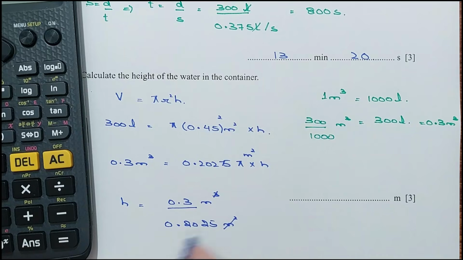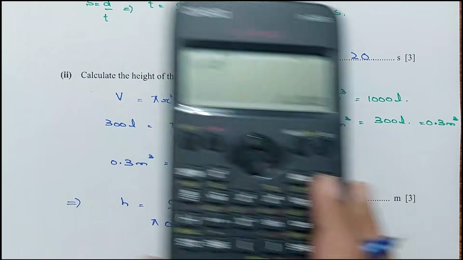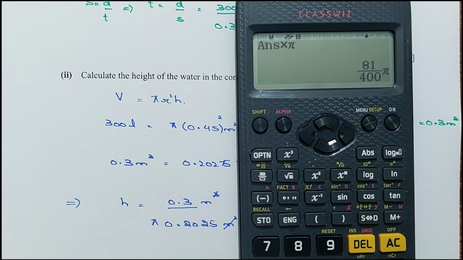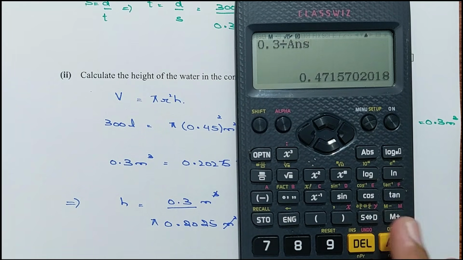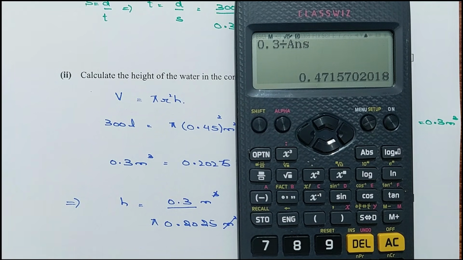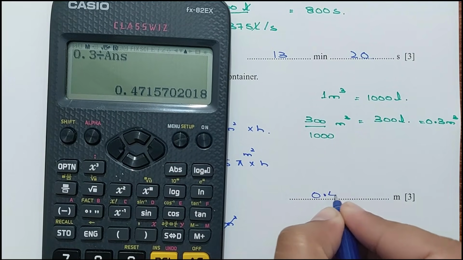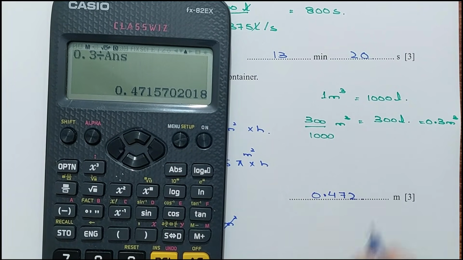It's pi as well, so right, times it by pi. Okay, 0.3 divided by that answer is 0.4715, which is 0.472 meters if I round it.